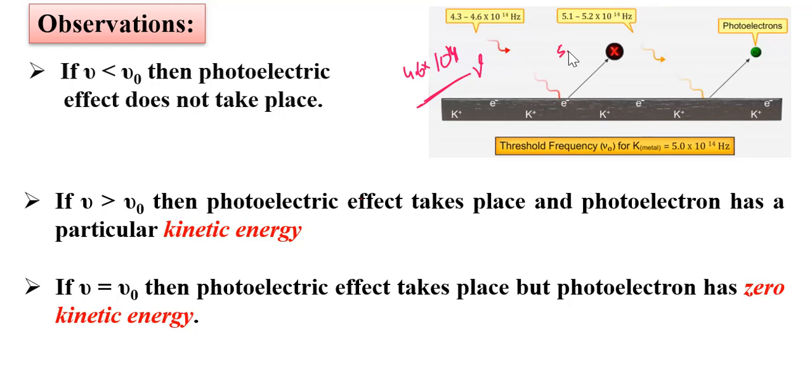But whenever the frequency is between 5.1 and 5.2 into 10 power 14, that frequency of light falling on the metal surface ejects the electron. So minimum this much energy is required. That's why this is known as 5.0 into 10 power 14 Hertz, the threshold frequency. Threshold frequency means the minimum frequency required to eject the electron from the metal surface.